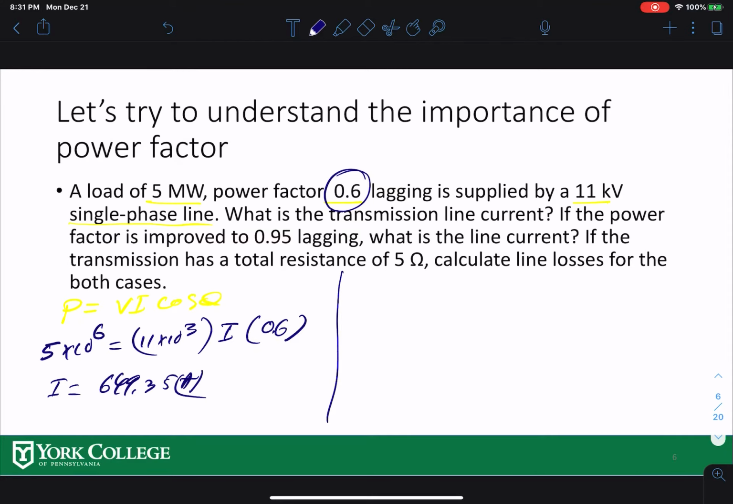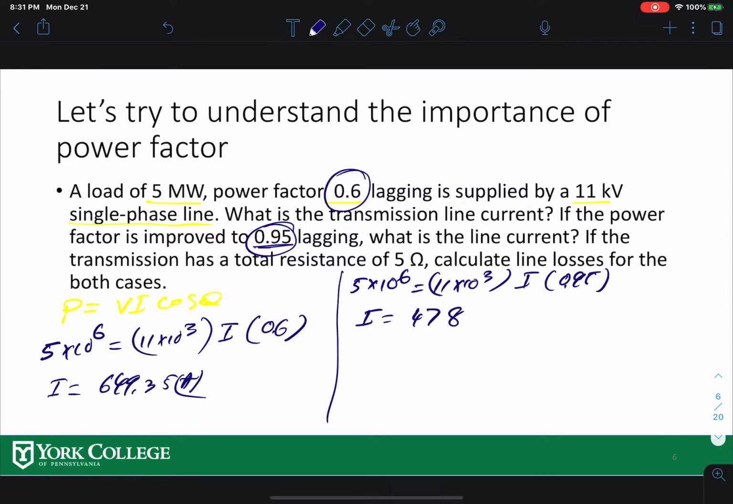So let's go to the second part. If the power factor improved by this much lagging, what is the line current, right? Your new power factor is right here. It's still consuming the same amount of power and same voltage, and you're trying to find I. Now your power factor is 0.95. So your I would be 478.46 amps, right?